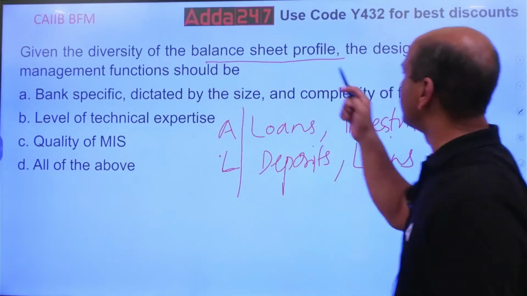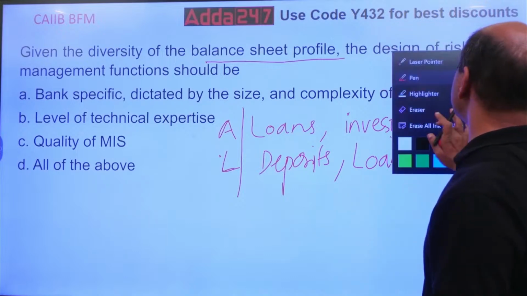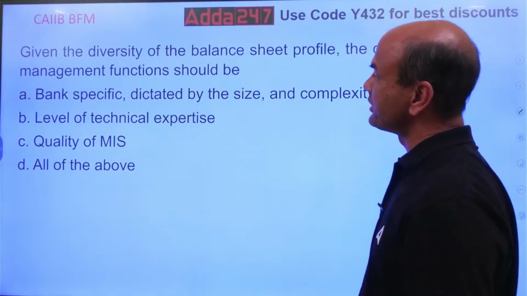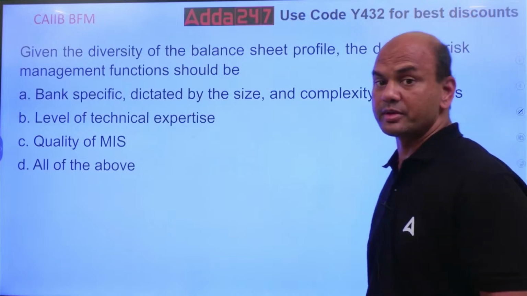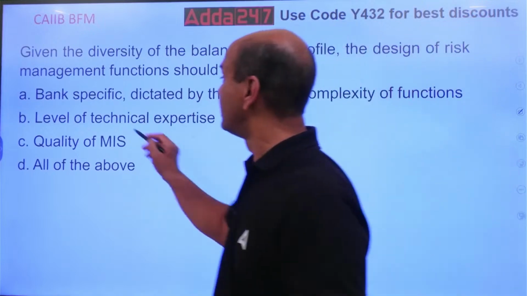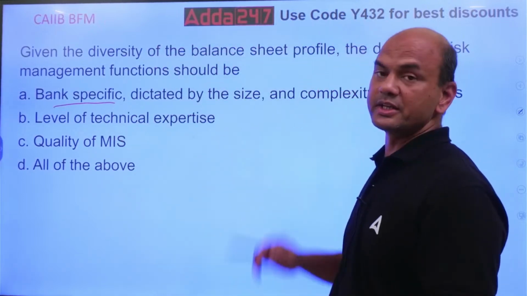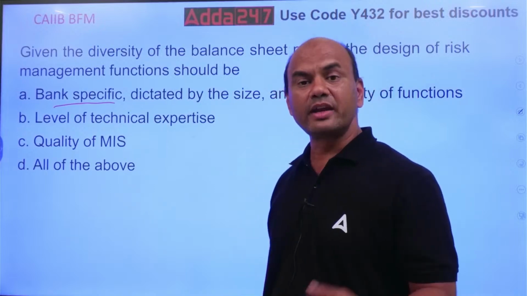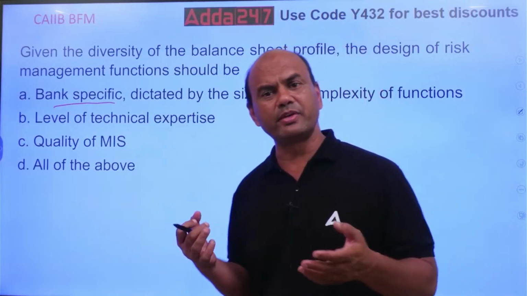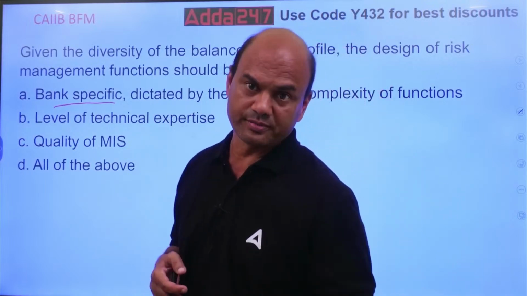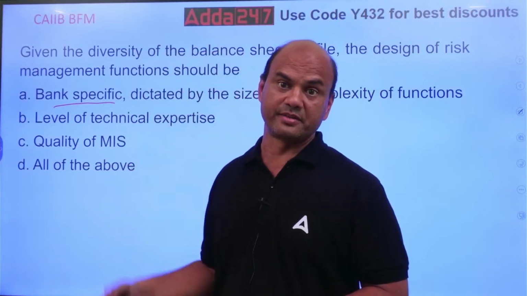So diversity of balance sheet profile, the design of risk management function should be... So this risk management function should have what? Bank specific, dictated by the size and complexity of the functions. Bank specific means what are the requirements of my bank. Level of technical expertise. What is the expertise? How much trained my staff is in this angle. My staff may be trained usually in loans. The staff may be trained in deposits, but here, this part, treasury.